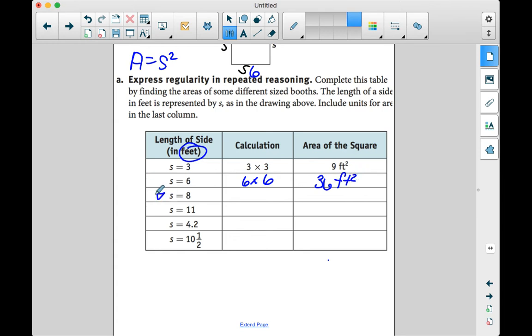I want you to try 8 and try 11. You don't have to try those two, but if you want to try some more complicated work, you are welcome to. But right now, I want you to hit pause on the video, try 8 and 11, and then come back and check your work.